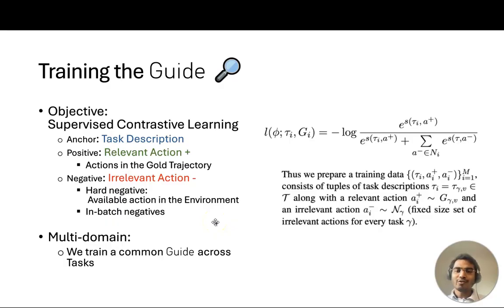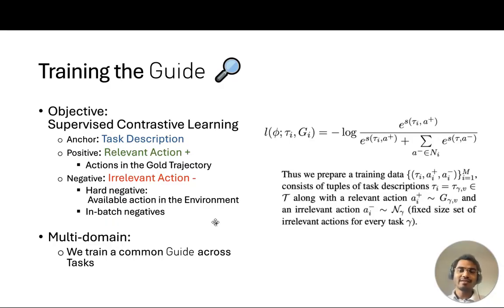We use supervised contrastive learning to train the guide to align task descriptions to relevant actions. We want to learn a representation space where task descriptions are very close to actions which are relevant to it, and actions which are irrelevant are very far away.